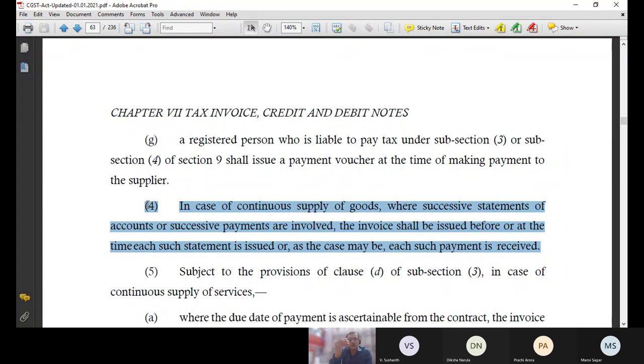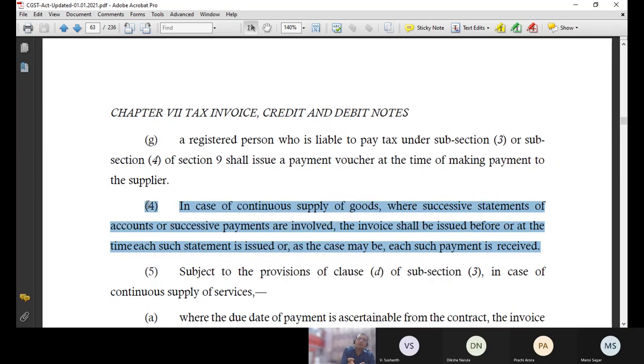Act says that whether it is accounts or payment, whatever is the case, the invoice shall be issued, that means must be issued before or at the time either each such statement is issued or, as the case may be, each such payment is received. So the moment accounts are supplied, by that date invoice has to be issued by the supplier. Or accounts are not yet supplied but payment is received in advance, for example, or not in advance, just on account payment is received, then on that day invoice has to be issued.